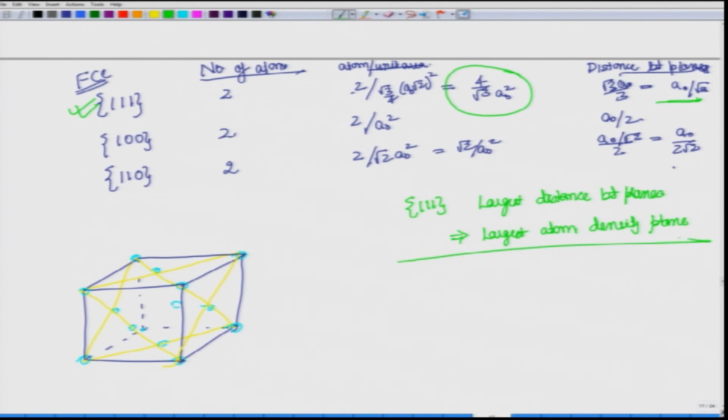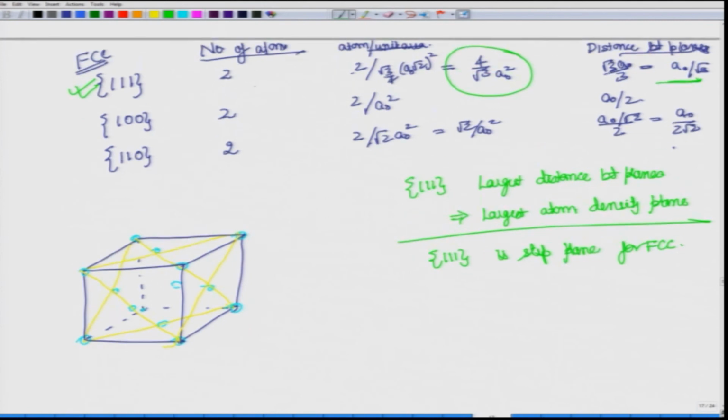and therefore, 111 is the slip plane for FCC. So, what we have calculated here is the number of atoms, from that we have calculated atoms per unit area, and we have also independently calculated the distance between the planes.